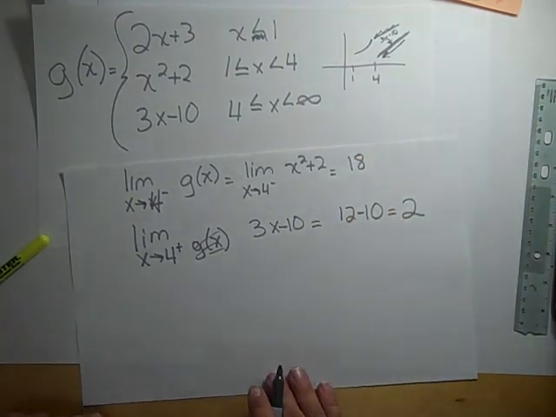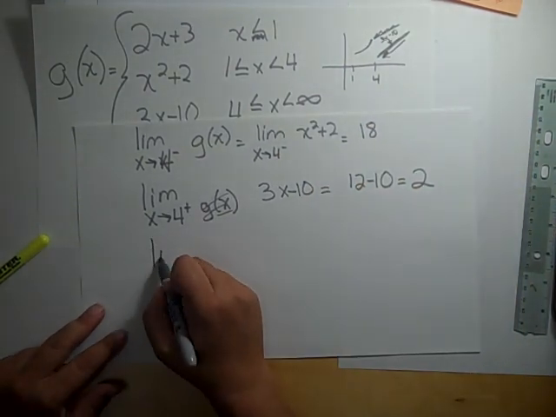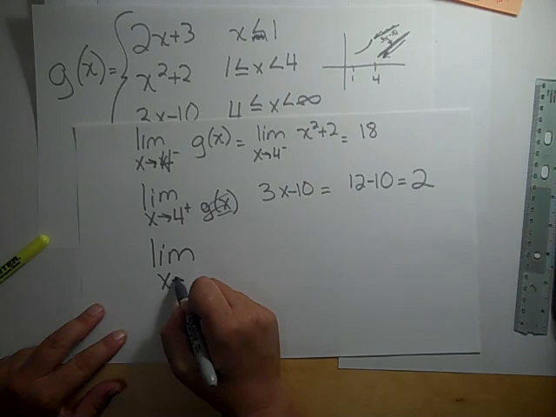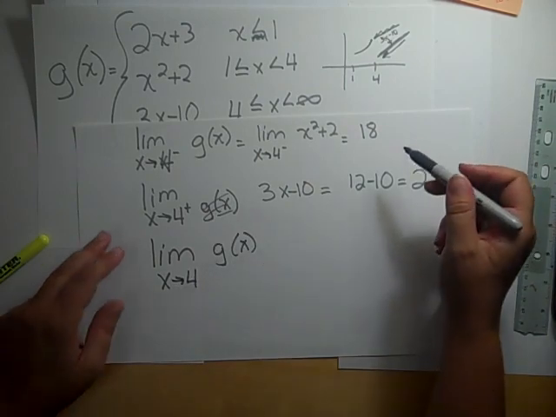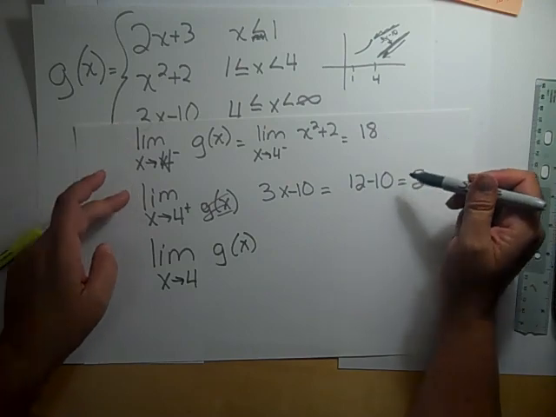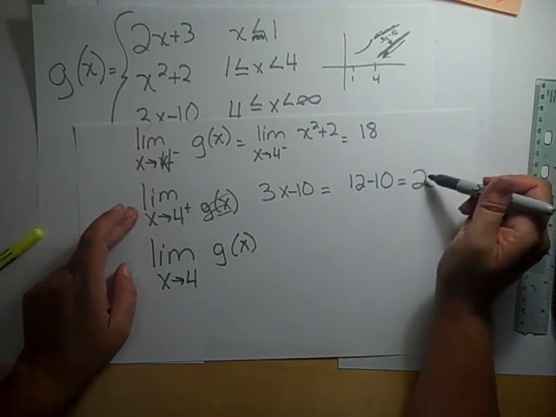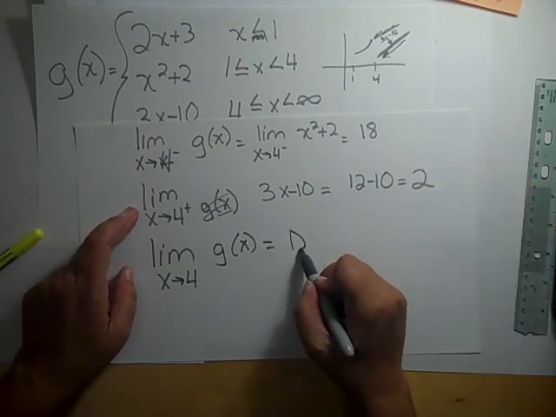Okay, and then even more predictably, the final question is, what is the limit as x approaches 4 of g of x? Well, the left-hand limit is 18. The right-hand limit is 2. So this limit does not exist.